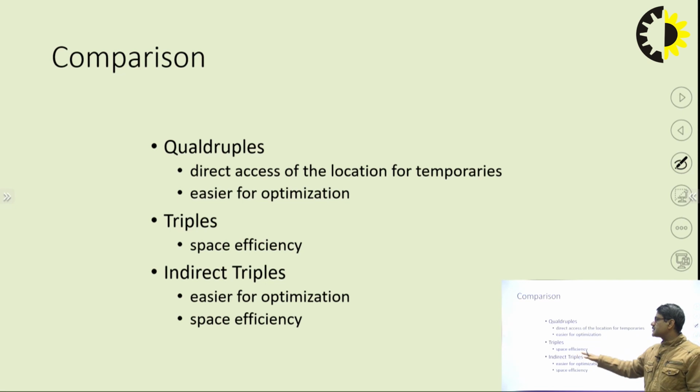In triples, there is space efficiency. Sometimes this is required. Then indirect triples are easier for optimization and have space efficiency. So quadruples and indirect triples both provide the same facility, but indirect triples are more complex than quadruples. So in complex cases they are required, otherwise they are not used. So these are the implementations of 3 address code.